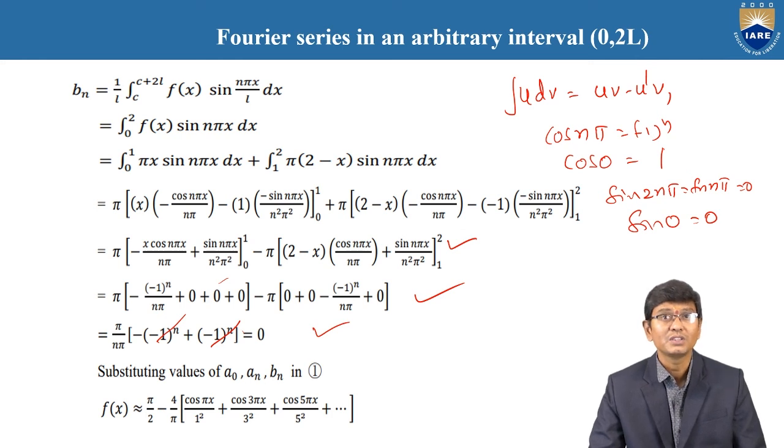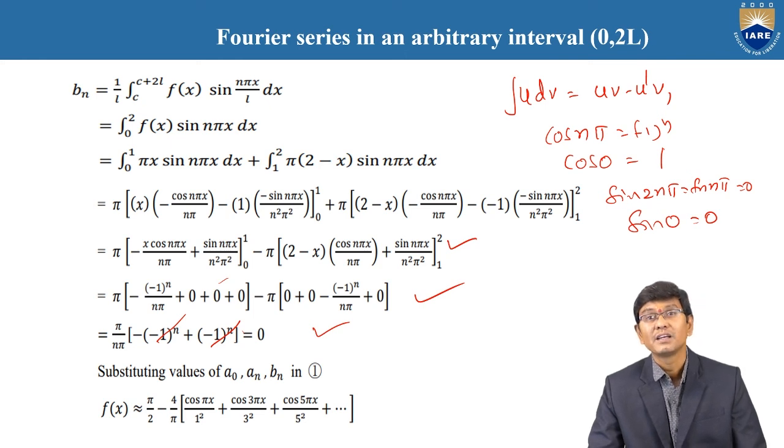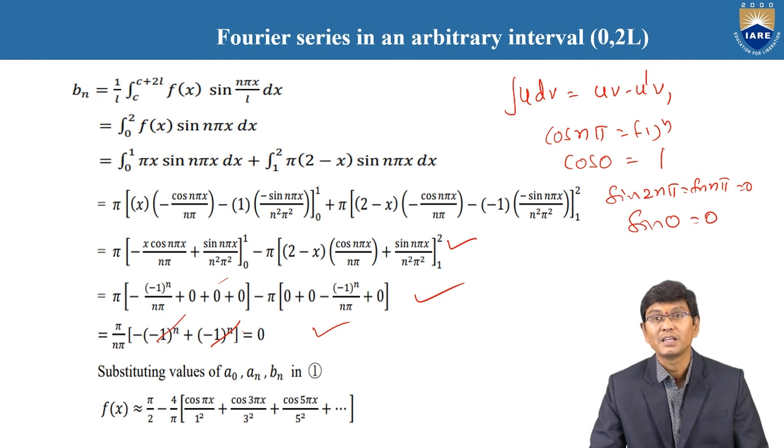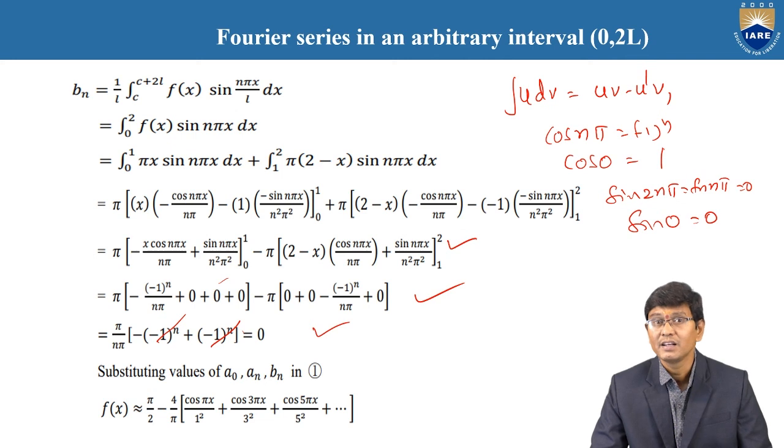Therefore, with the help of this conclusion, with the help of the a0, an and bn values, the required Fourier series is f of x is equal to pi by 2 minus 4 by pi into cos pi x by 1 square plus cos 3 pi x by 3 square plus cos 5 pi x by 5 square and so on. This is the required Fourier series whenever the given function is between 0 to 1 and also 1 to 2. The functions are pi into x, and the second function is pi into 2 minus x. This is the required final solution.